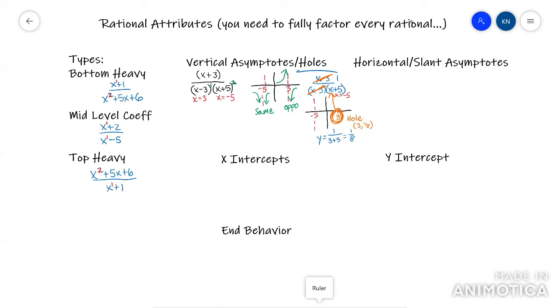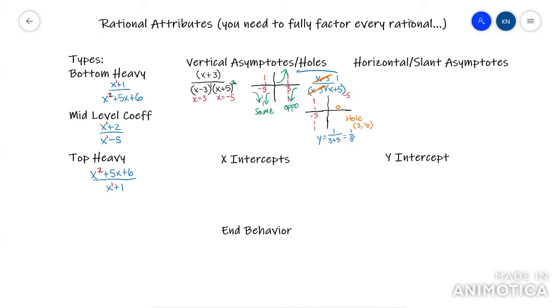So this section of line here, let me kind of clean it up a little bit for you. It would have a hole at 3 comma 1/8. So it might look something like this, but there's going to be a hole there. When they cancel, it's a hole. It's not a vertical asymptote. So that's also very important to know.